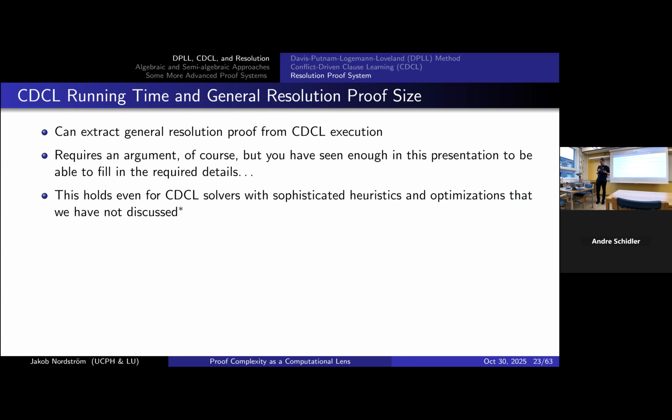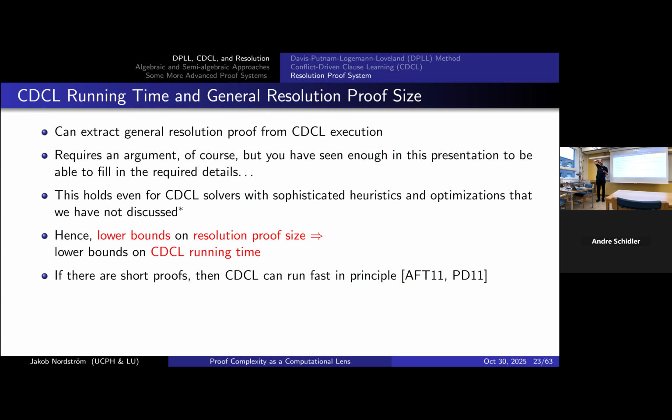With a caveat that I'll get to at the end of the slide. What this means is that if I have a lower bound on resolution proof size for general DAG-like proofs, not tree-like proofs, this gives me a lower bound on CDCL running time. You can also ask about the kind of resolution proofs that you get from CDCL executions.